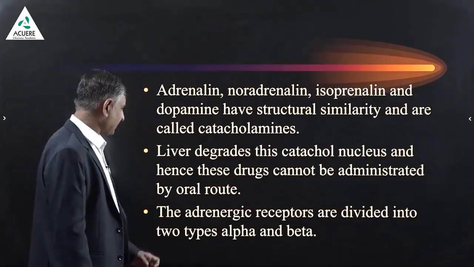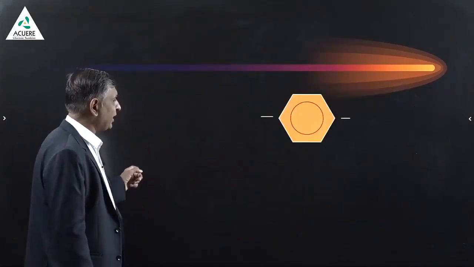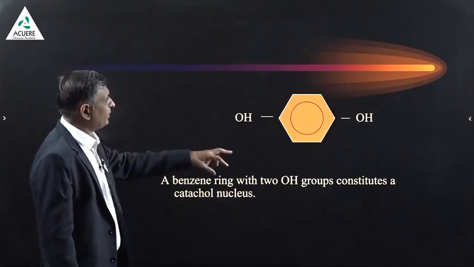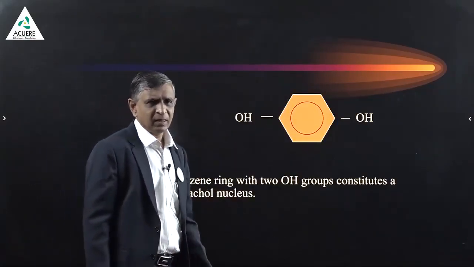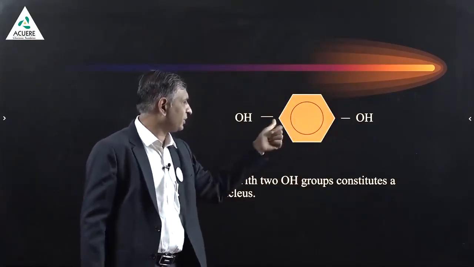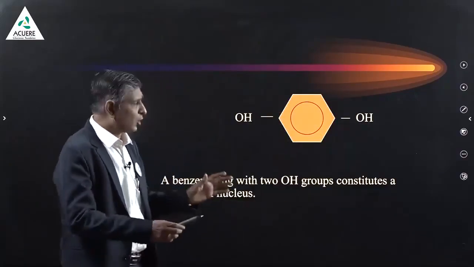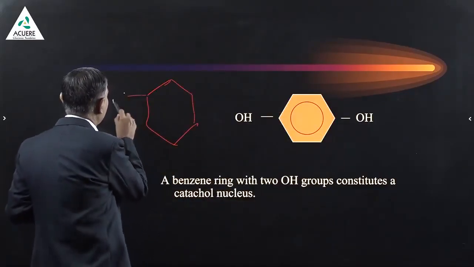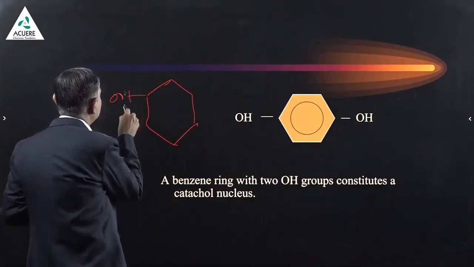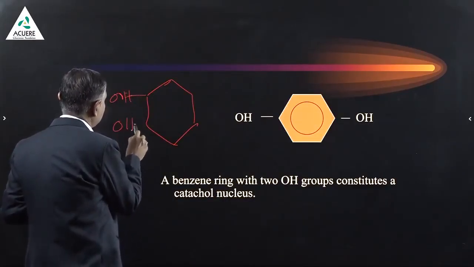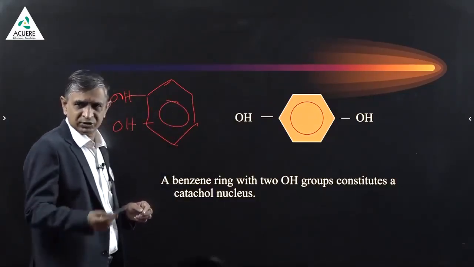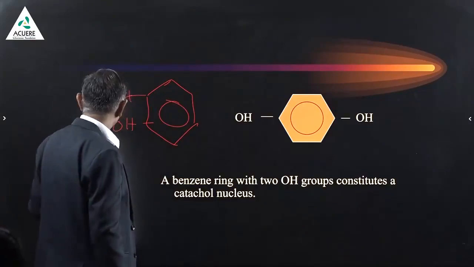The adrenergic receptors are divided into alpha and beta. This is the catechol nucleus. Actually, it should be at the 3 and 4 position. If you have this one, it should be at the 3 and 4 position. This is the right one, which I made earlier. But okay, not a problem.